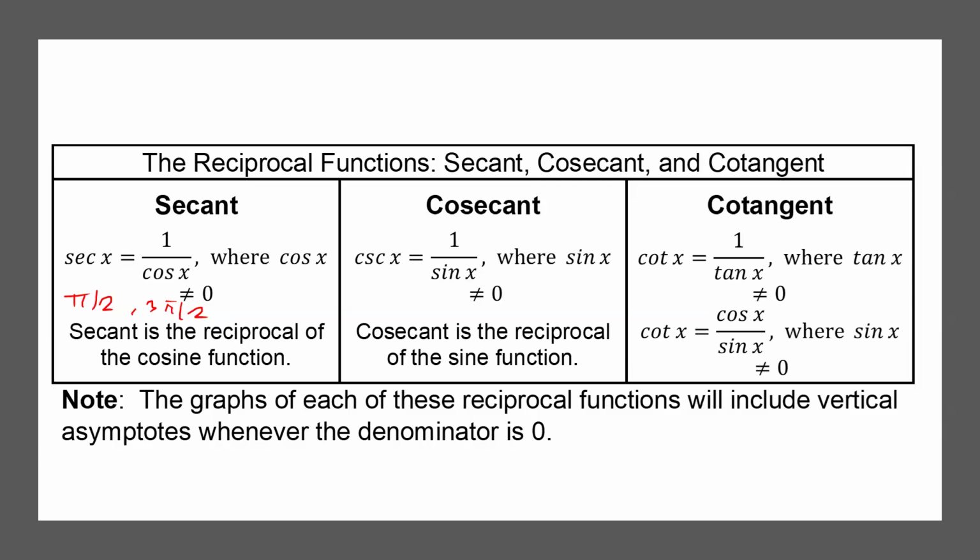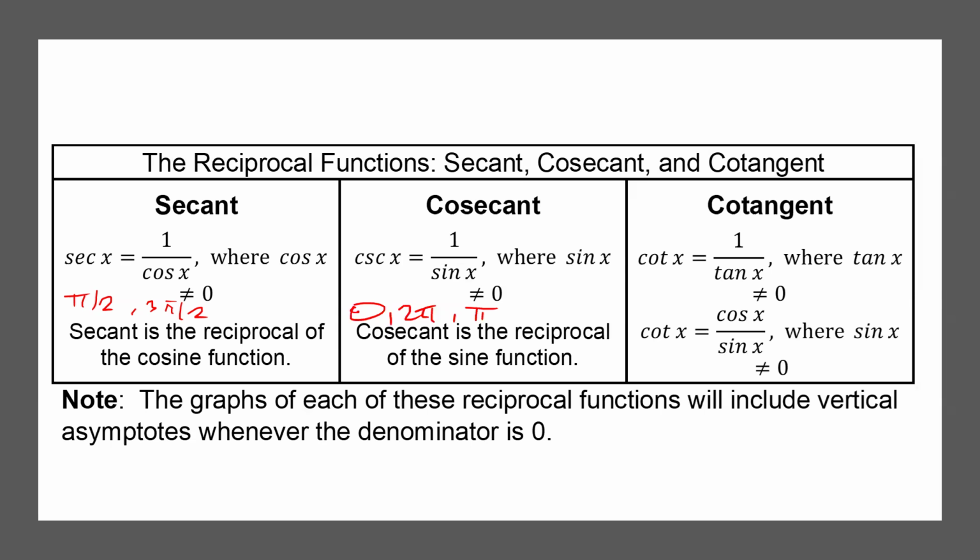Cosecant. Cosecant is the reciprocal of sine, okay? So now we're thinking about, all right, on the unit circle, when does sine equal 0? Sine equals 0 at, perfect, 0, 2 pi, and at pi. So we know that we can't use those values. They're going to be asymptotes. They're going to be some problems.